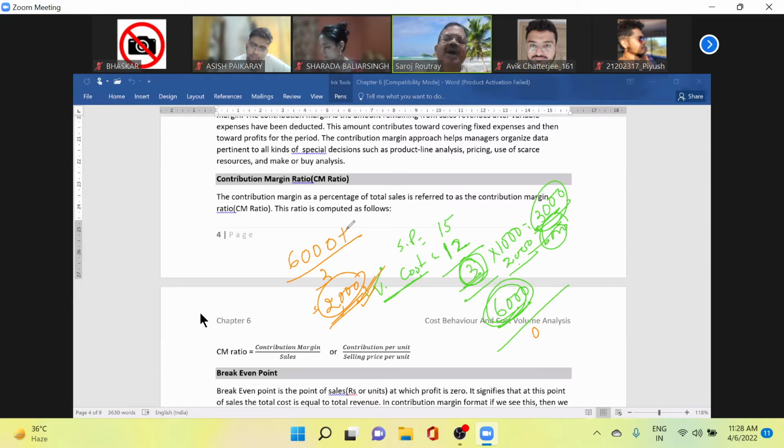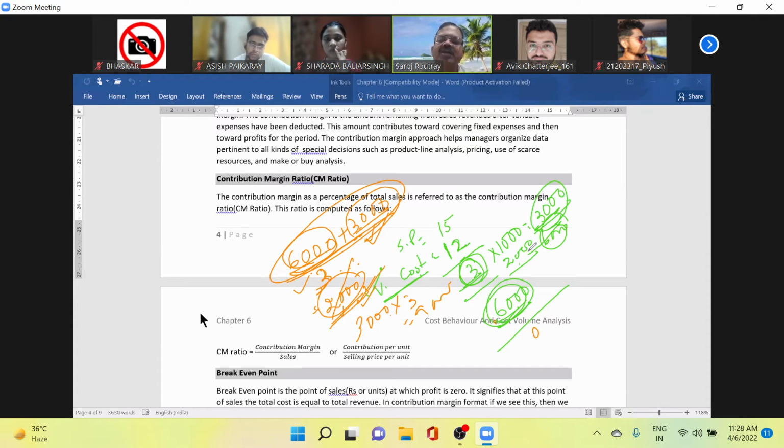Now, if I want to have another 3,000 as my profit, then I need 9,000 to be recovered from my contribution. So my contribution is helping me to recover fixed cost as well as profit. Contribution goes on increasing when I sell more volume, more number of units, and that recovers my fixed cost. And if I sell more than that break-even, then that gives me profit. So I need to sell 3,000 units if I want a profit of 3,000 rupees, because that will give me a contribution of 9,000.